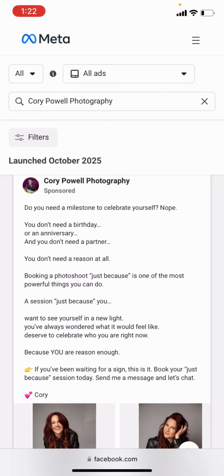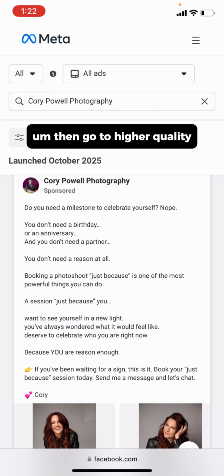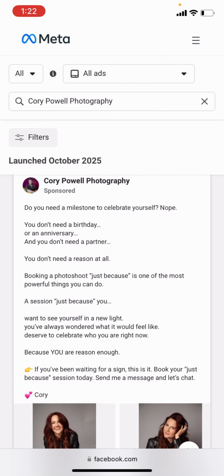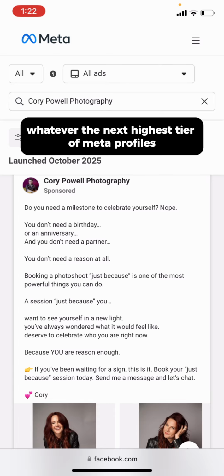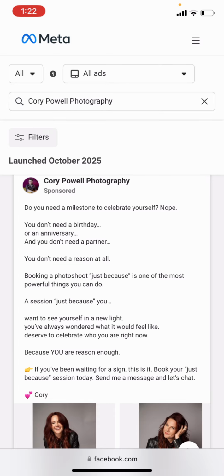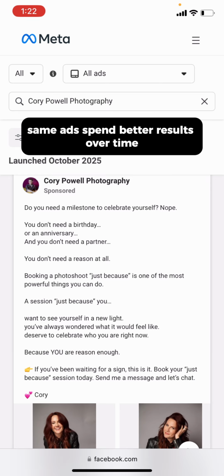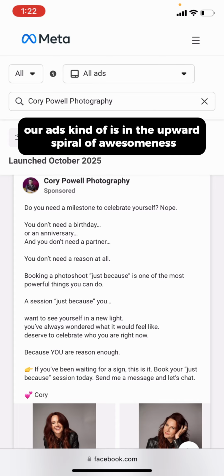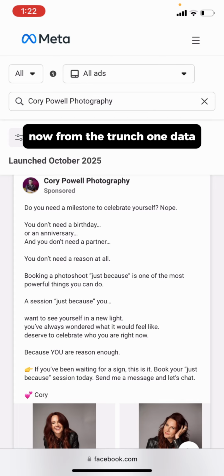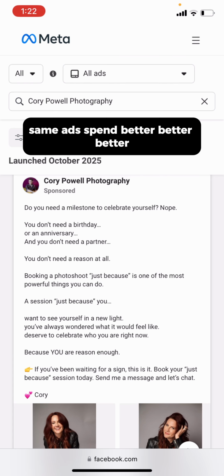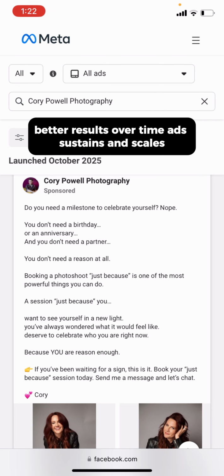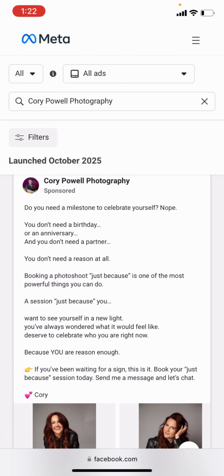Ads then go to higher quality tier, whatever, the next highest tier of meta profiles, which results in same ad spend, better results over time. So our ads kind of is in the upward spiral of awesomeness now from the tranche 1 data. Same ad spend, better results over time. Ad sustains and scale the business.